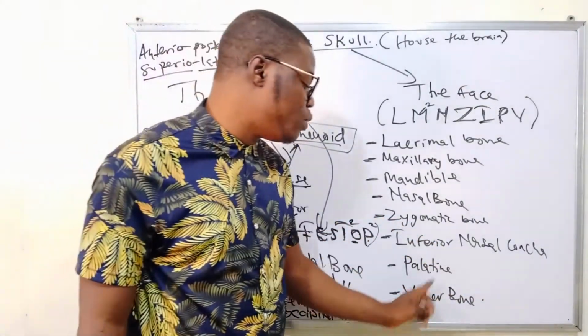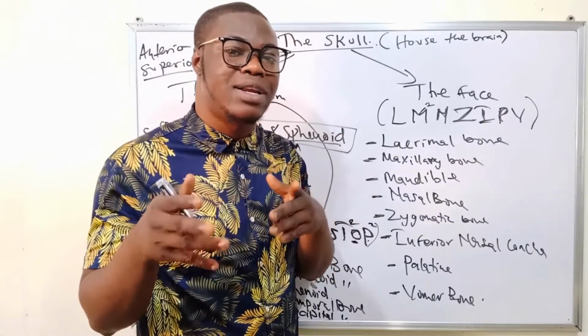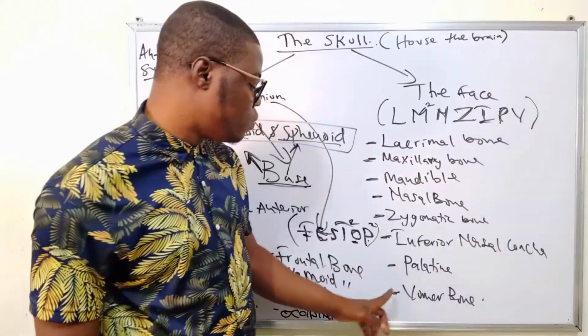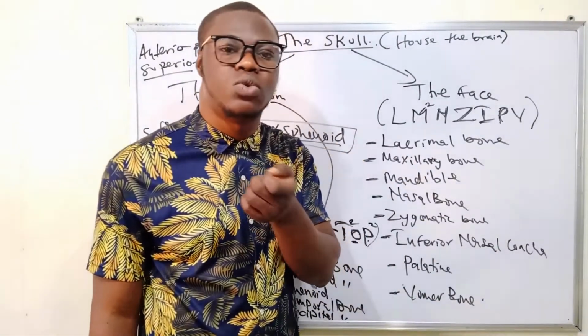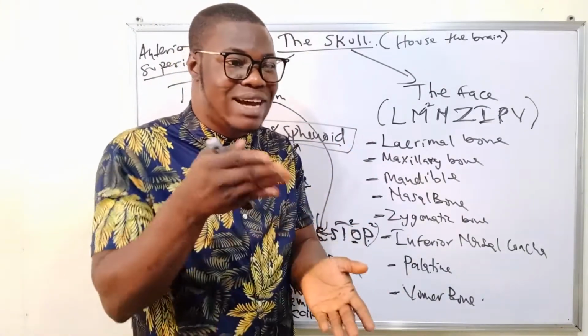You have the palatine bone. The palatine bone is from the word palate. You have the hard and the soft palate under our digestive system. You can go and check the video so you can understand the palate very well. Then you have the vomer bone, the bone that forms part of the septum of the nose. In anatomy, the word septum means something that divides. For example, we have the cardiac septum.